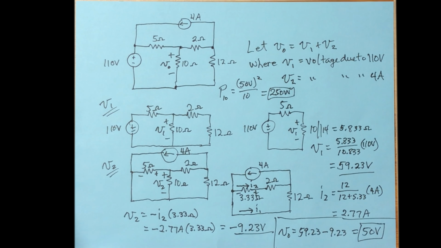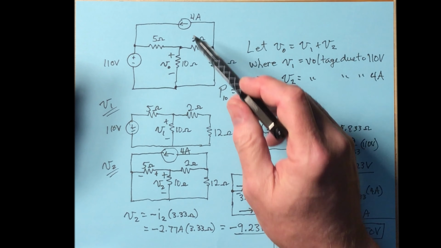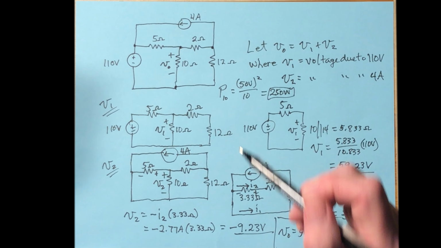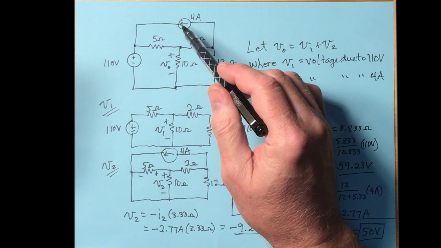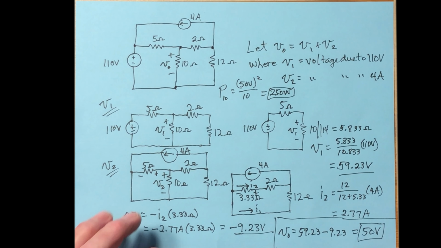Now, here's the important thing, and I said this before. When applying this principle of superposition, it really only works if you have independent sources. If you have dependent sources, it still works, but you cannot disable the dependent sources. You can never deactivate the dependent sources. So let's do an example with a dependent source so you can see that.